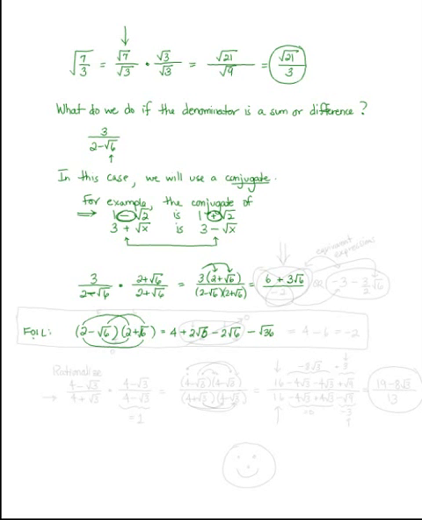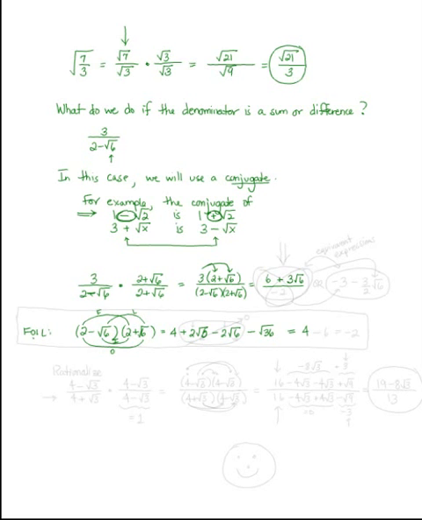So F was first times first, O was outside times outside, I was inside times inside, and L was last times last. Now, we can clean this up a little bit. We still have 4.